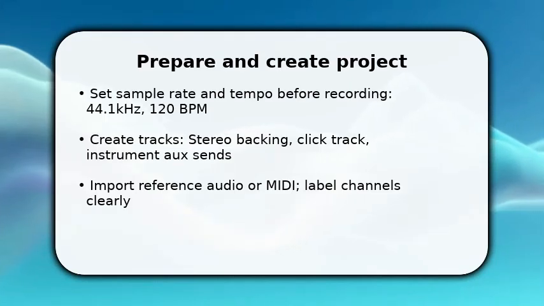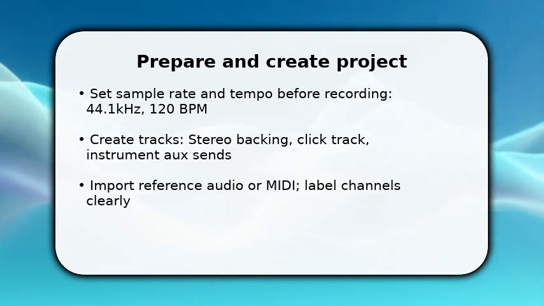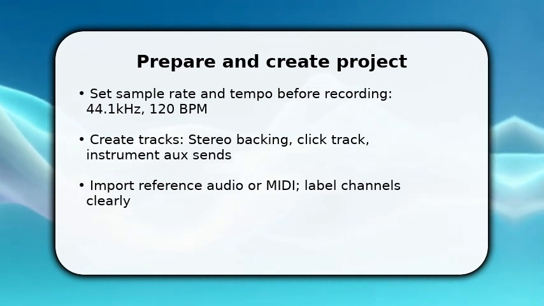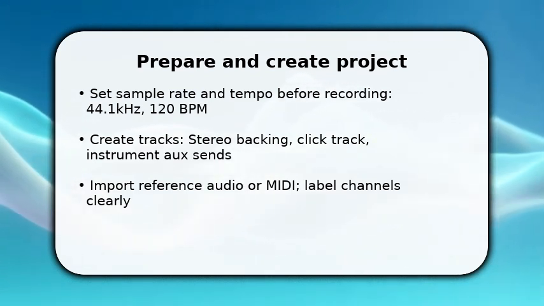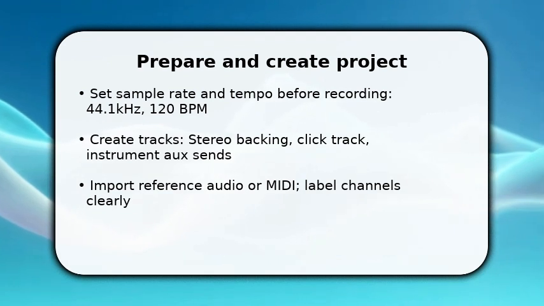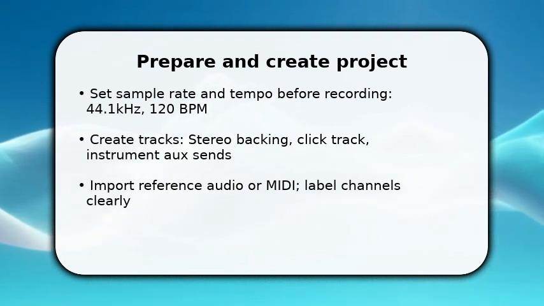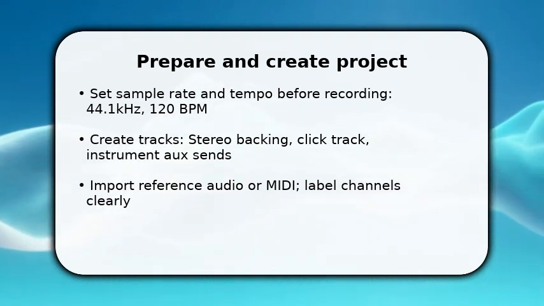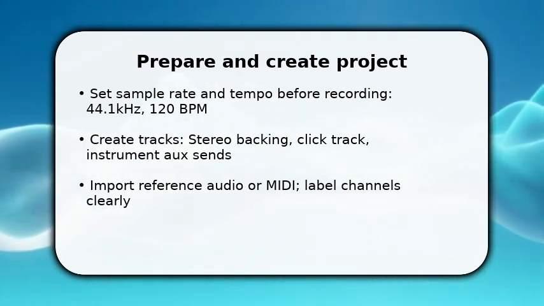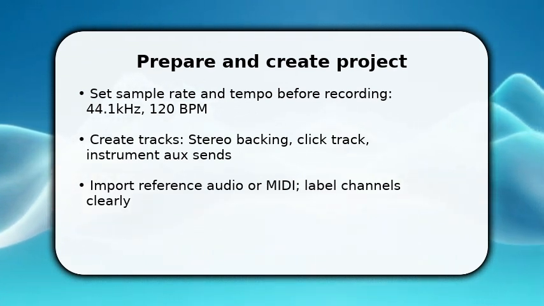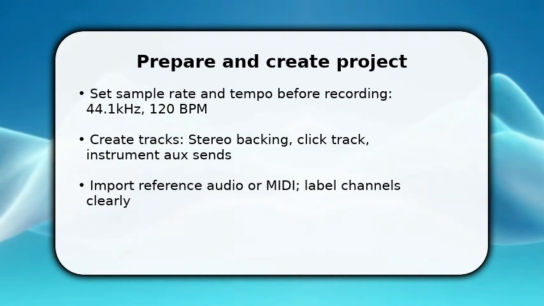You start by creating a new Logic Pro project and locking down crucial settings: sample rate, tempo, and time signature. Once done, add a stereo audio track for your backing, an electronic click track, and any instrument tracks you need. Import your reference audio or MIDI now so you can align parts quickly. This saves edits later. Make sure to name and color code channels for fast navigation. By beginning with these items, you reduce confusion and speed up the rest of the process.